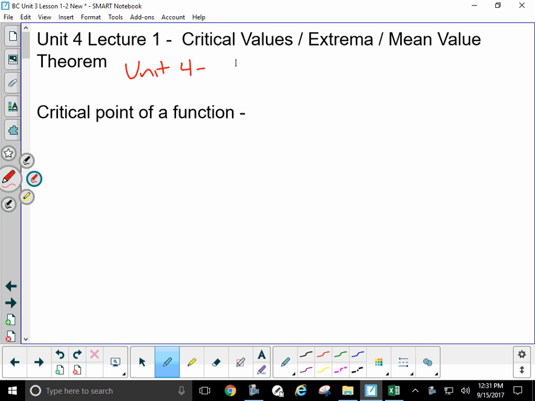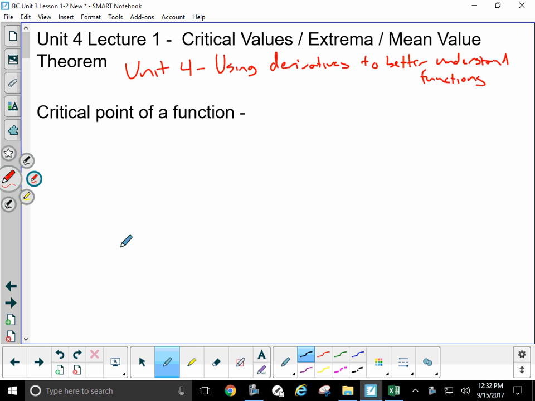Okay, Unit 4 deals with how we can use derivatives to understand what an original function looks like or how it behaves. So, using derivatives to better understand functions. Okay, and we will start by talking about a critical point of a function.